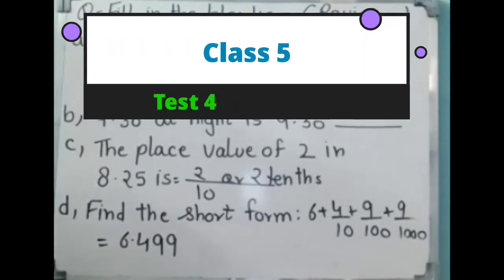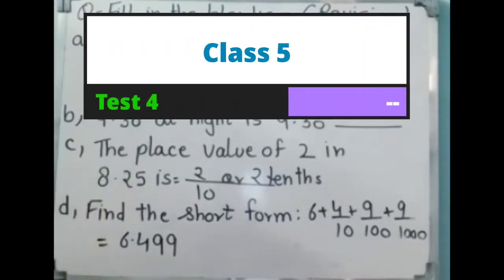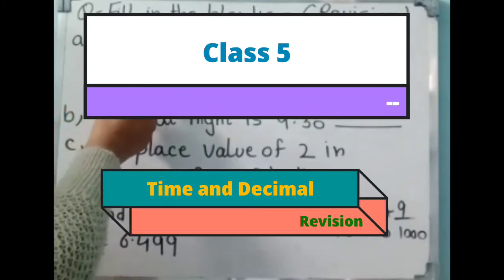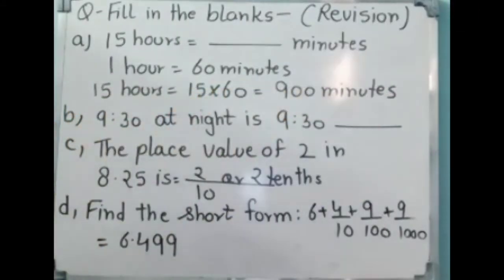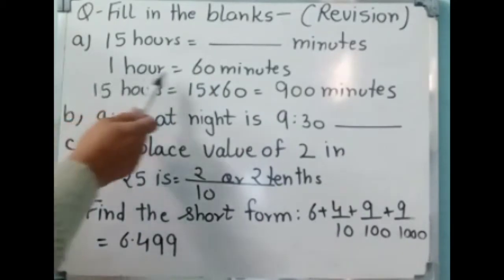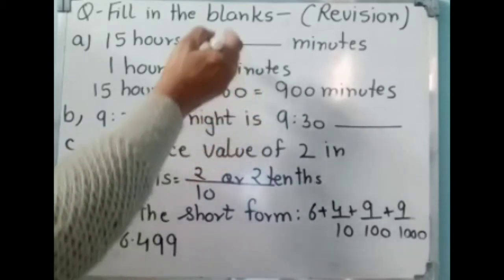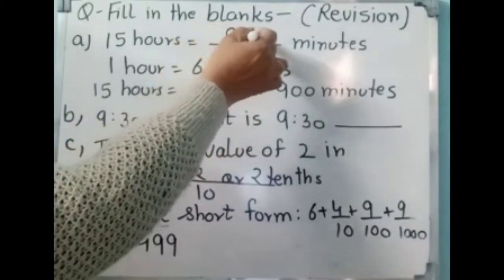Revision class 5 test 4, that is time and decimal. So the first question of revision is: 15 hours is equal to how many minutes? So we all know 1 hour is equal to 60 minutes. 15 hours, 15 multiplied by 60, so 900 minutes.